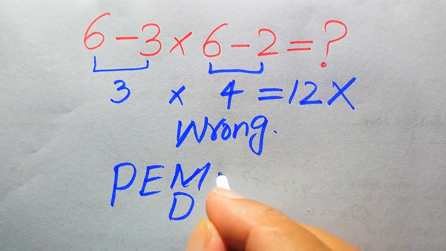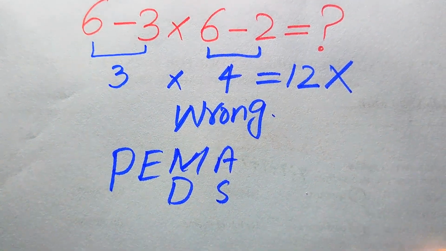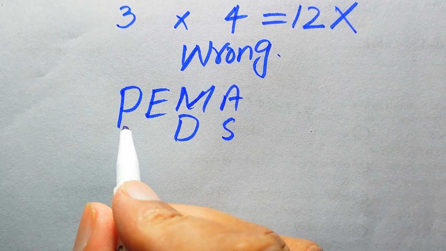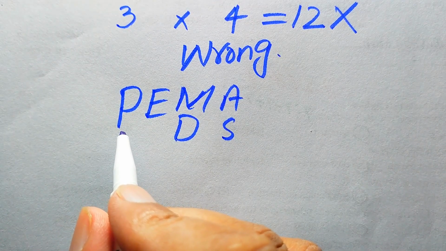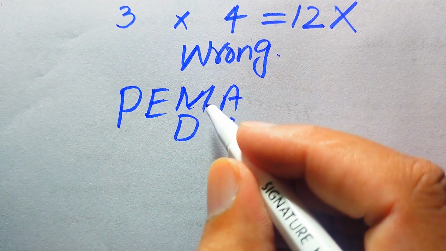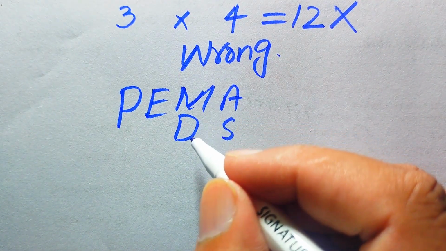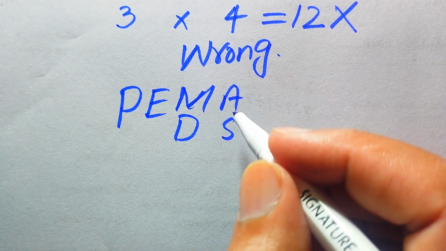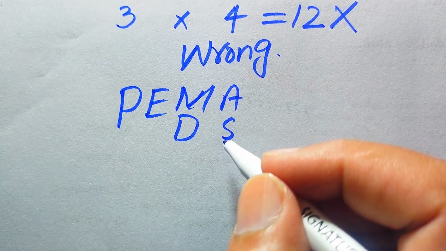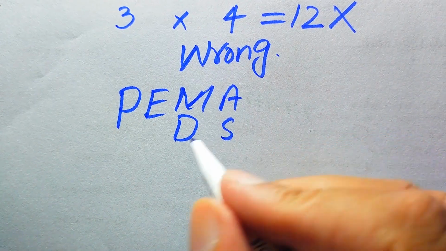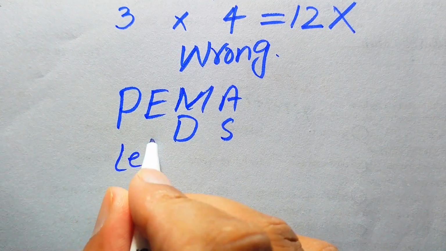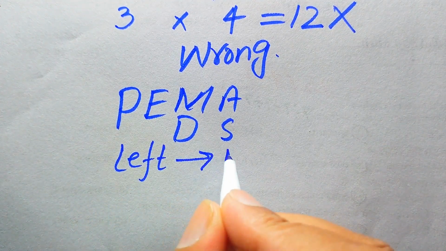Okay, I hope you already know about the PEMDAS rule, but here I can explain it a little bit. P stands for parentheses, E stands for exponents, M stands for multiplication, D stands for division, A stands for addition, and S stands for subtraction. So this is the order of operations which we apply from left to right.